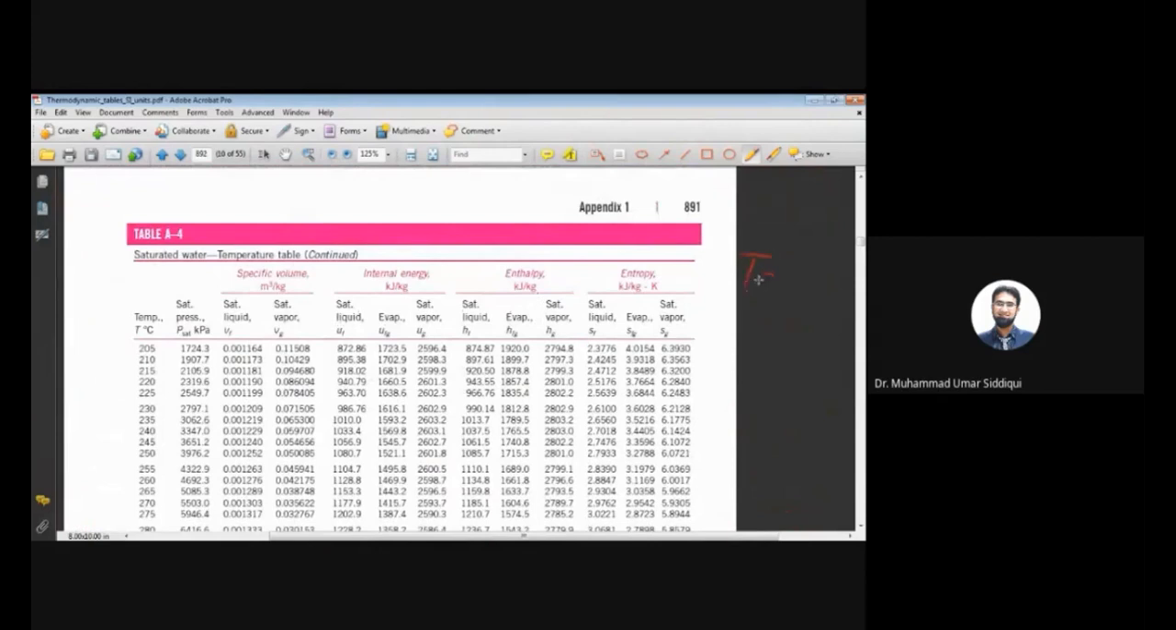So suppose the temperature is 250, and internal energy is 1200. So what do you think now? Are we in the correct table or are we in the wrong table? Temperature 250 and internal energy 1200.